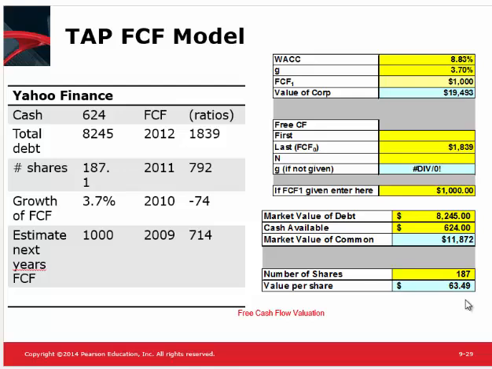So now this free cash flow model, if you're looking at the free cash flows generated by the company, says that this stock is actually undervalued. It might actually be a good purchase.